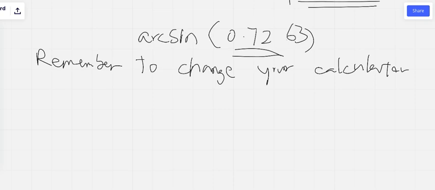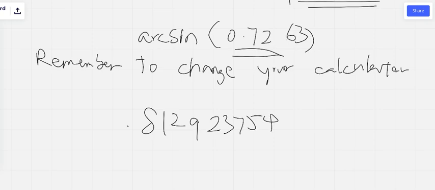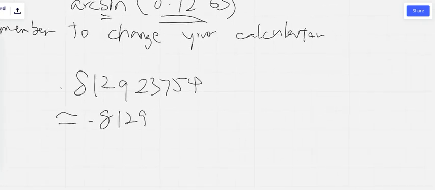And arc sine, which is sine inverse of 0.7263, is equal to 0.8129237754, and we can approximate it to 0.8129. And since this is a lowercase, this will be 0.8129 plus 2 pi n.